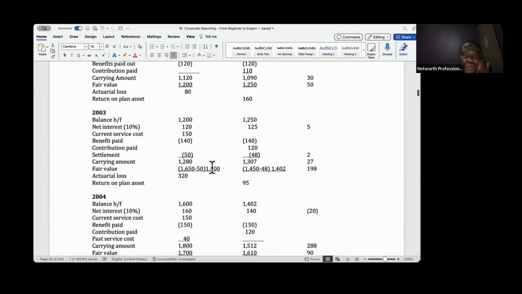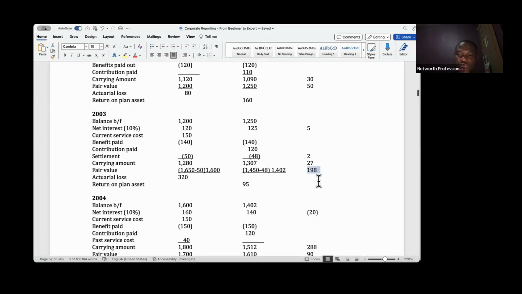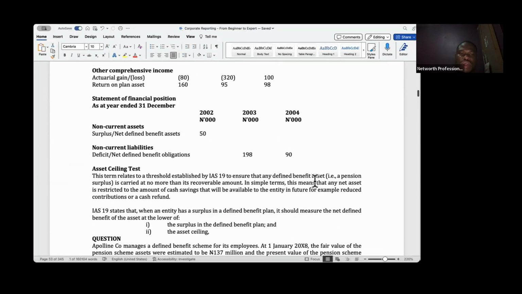In 2003, still working with this fair value, the obligation here was higher than the assets by 198. So that means I will have a net defined benefit obligation or a deficit of 198, which I'm going to show under my non-current liabilities. And that's why it's coming under non-current liabilities, deficit or net defined benefit obligation of 198.